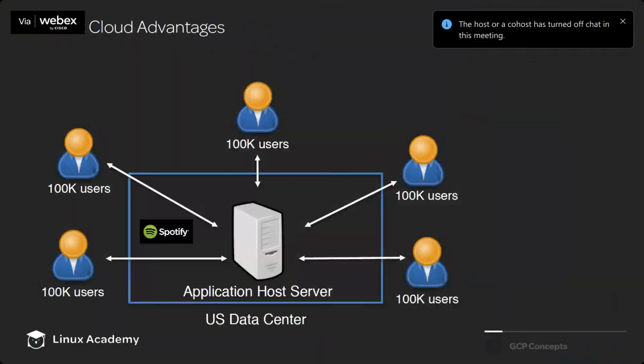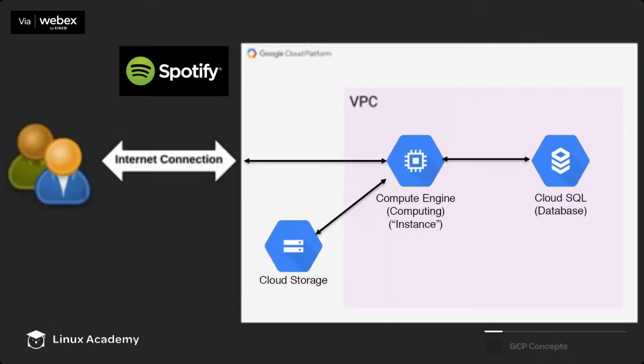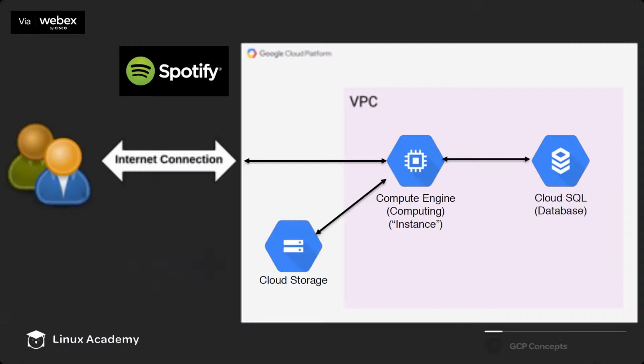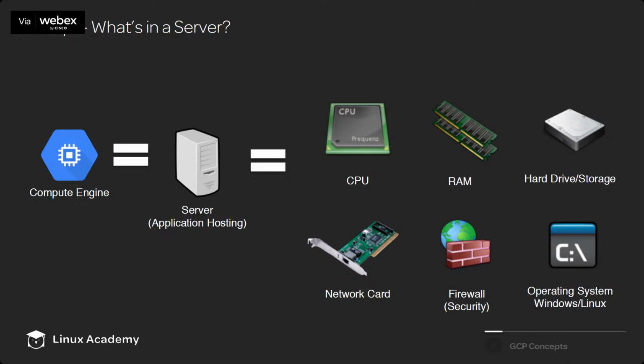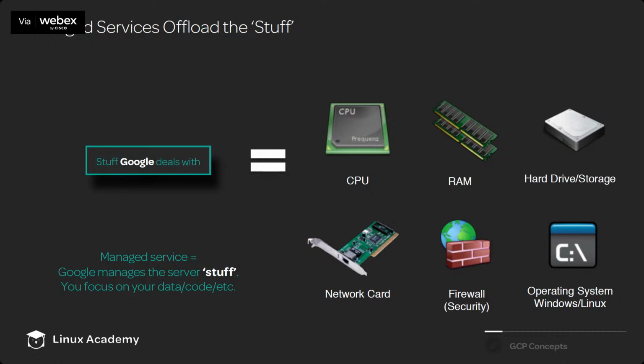So going back now to where we were, taking a look at various cloud concepts. Now let's take a look at what managed services are. For example, we took a look at Compute Engine, where you have a server which has CPU, RAM, storage, network, etc. Now this is a normal server, but you have to deal with the various components inside it. A managed service is something which Google will take care of.